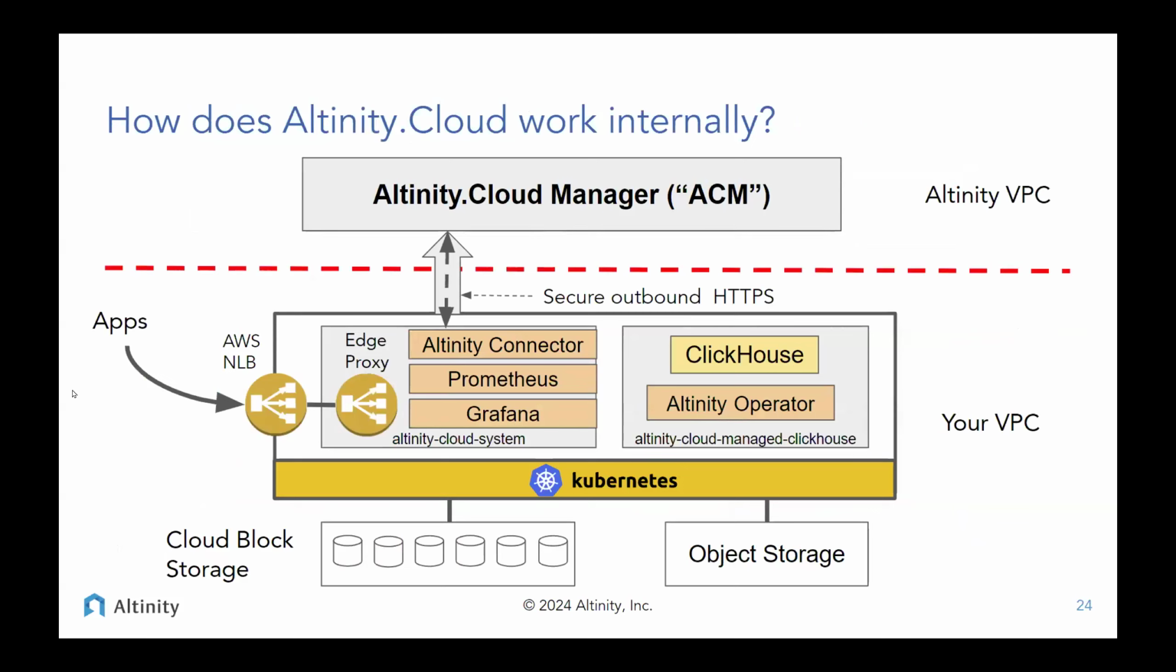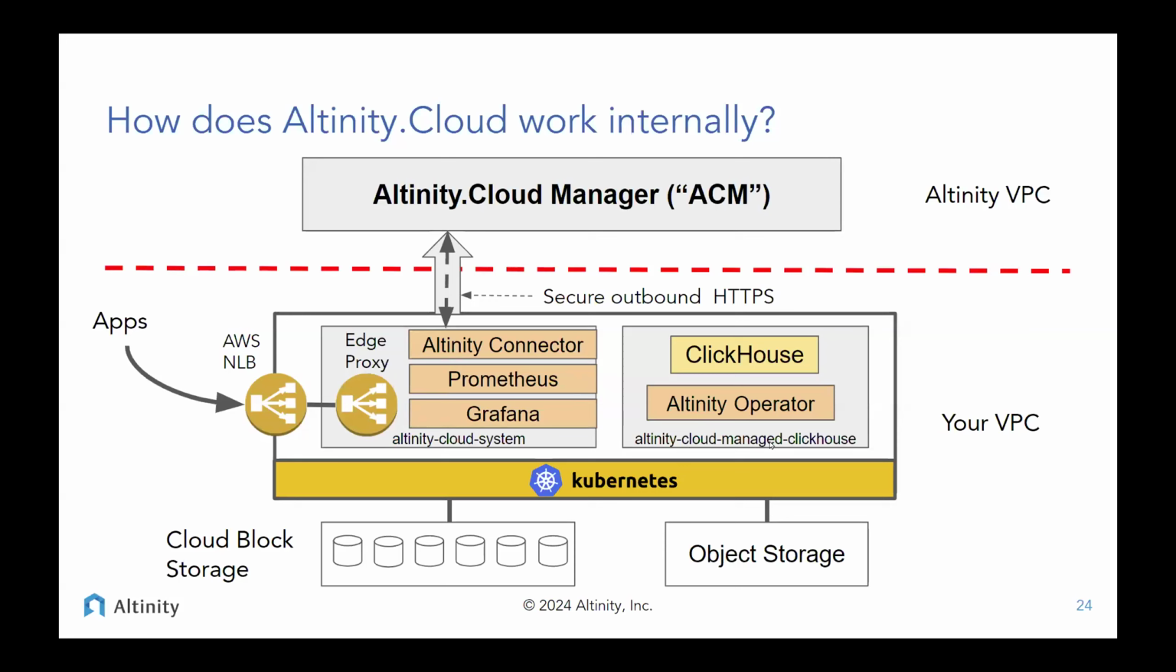And what's going on inside? This picture is a little complicated, but if you're curious, I just wanted to show you all the parts. Within the Kubernetes cluster, we're going to create two namespaces, and we basically assign ourselves privileges so we can do everything within those namespaces. We don't need access to any other namespaces inside Kubernetes. The Altinity.Cloud system namespace is where we keep our system services, like the things for observability, for example, storing data in Prometheus, the Altinity connector, and Grafana to look at it. And then we have another namespace for managed ClickHouse, and that's where all your clusters live. So again, that's all inside your VPC.